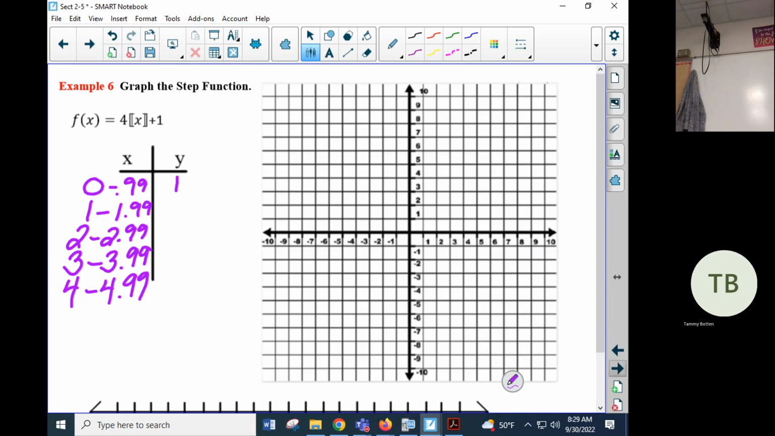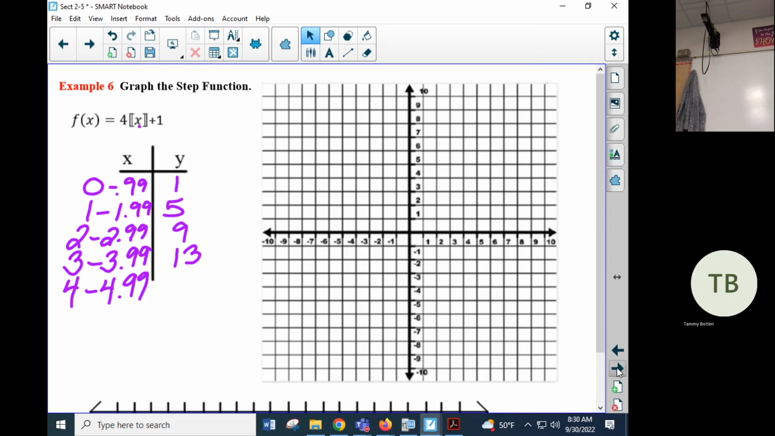So if I put 1 in there, it's just going to be 1. 1 times 4 is 4. 4 plus 1 is 5. When I put 2 in there, it stays 2. 2 times 4 is 8. 8 plus 1 is 9. Put 3 in there. 3 times 4 is 12 plus 1 is 13. So that's plenty for us to do.